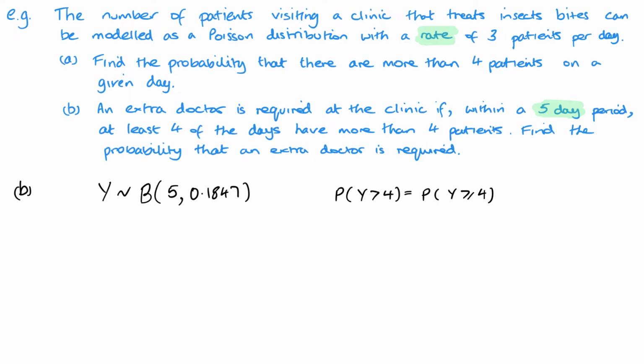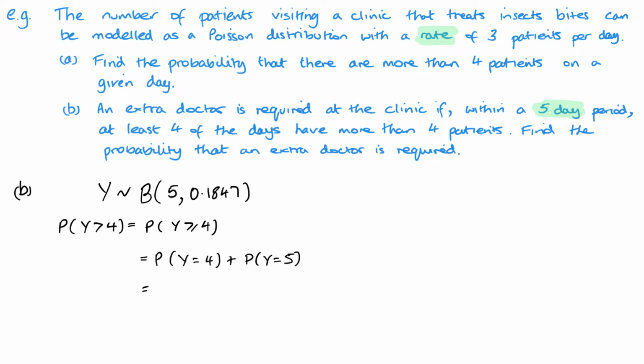But luckily, if I look at this, it's only a 5-day period. So greater than or equal to 4, that's going to be the probability when Y equals 4, or the probability when Y equals 5, isn't it? Just the 2 days. So what I can do now is use binomial to work this out. So thinking of my nCr, that's going to be 5 C 4, isn't it? And then we've got our probability, so 0.1847 to the power 4.